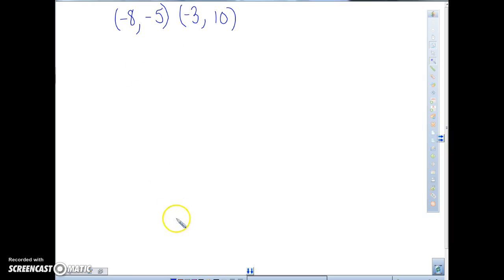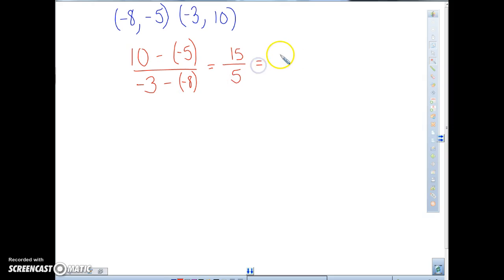Okay, so hopefully you've had time to work and that you've paused the video and are now watching it again with us. So 10 minus negative 5, because you have to find the slope. The first thing you always do to write the equation is find the slope. So negative 3 minus negative 8. So 10 minus negative 5, we're going to have 15. Negative 3 minus negative 8 is the same thing as negative 3 plus 8, so we have 5. 15 over 5 is 3. So our slope is equal to 3.